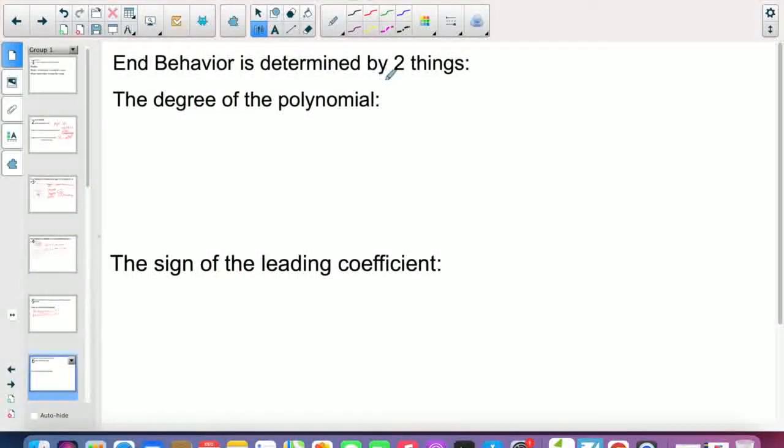So end behavior is determined by 2 things. It's determined by the degree of the polynomial, and it's determined by the sign of the leading coefficient. So we don't necessarily have to have a graph to be able to find the end behavior of a function. And when we're talking about the degree of the polynomial, and we'll do examples of this in a few minutes, if the degree of the polynomial is even, then for the end behavior, they are both going in the same direction.